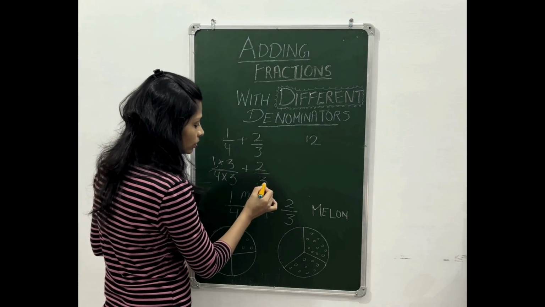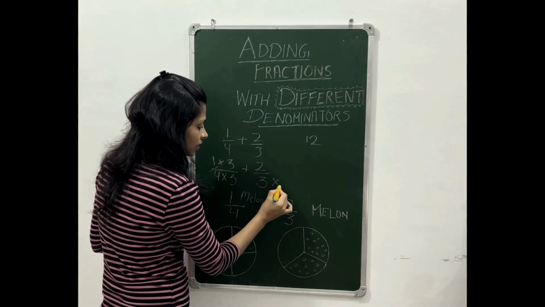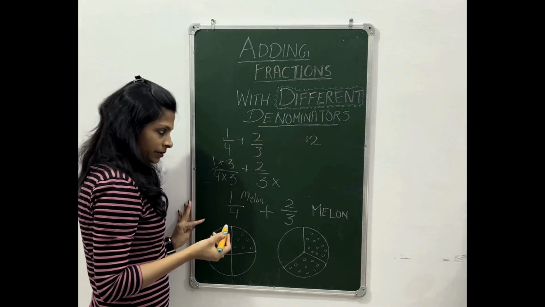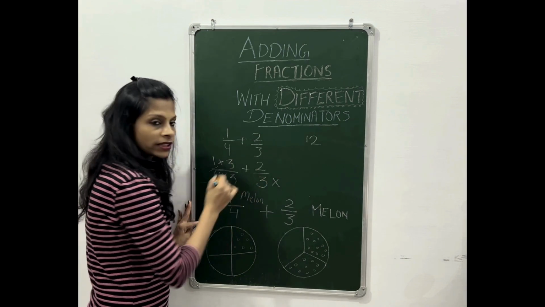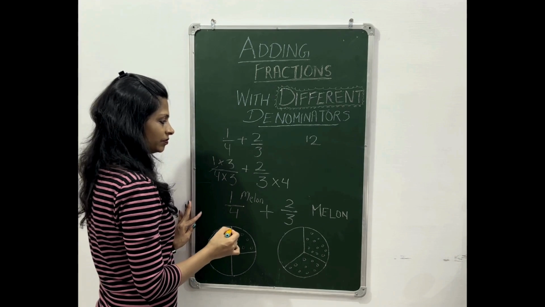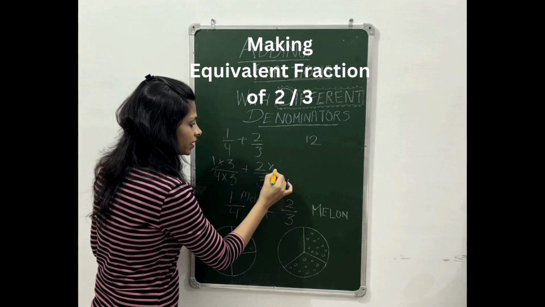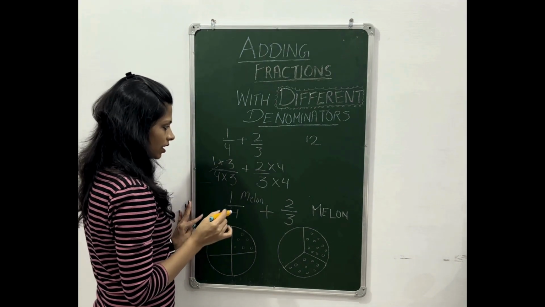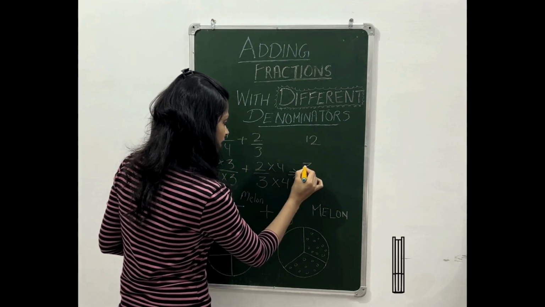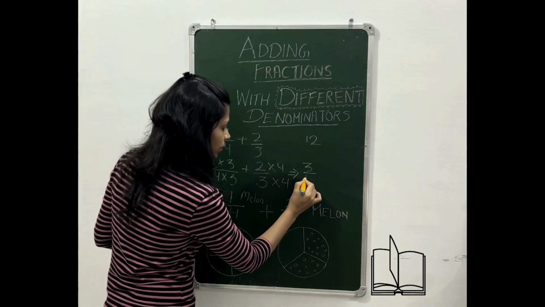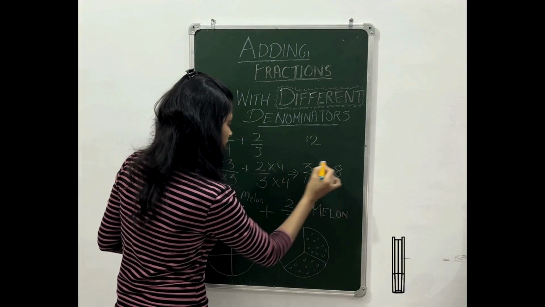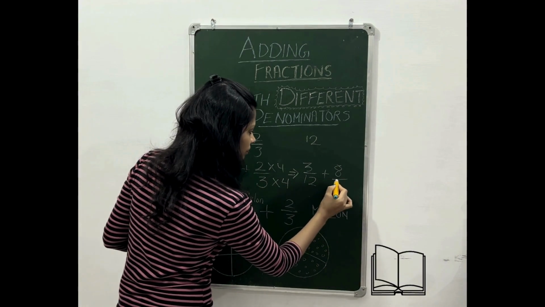Similarly, I will go to the next fraction and think, where does 12 come in the 3 times table? That means, how much do I multiply by 3 to get 12? Think, right, 3 times 4 is 12. I will also multiply the numerator by 4. Now, the resultant fractions I get are 3 times 1 is 3, 4 times 3 is 12, plus 4 times 2 is 8, and 4 times 3 is 12.